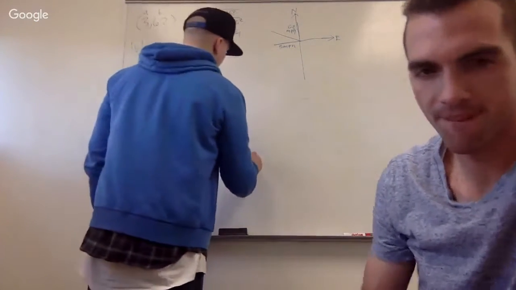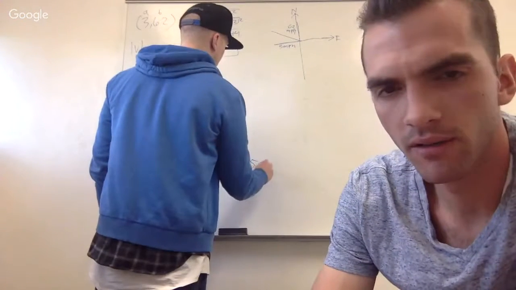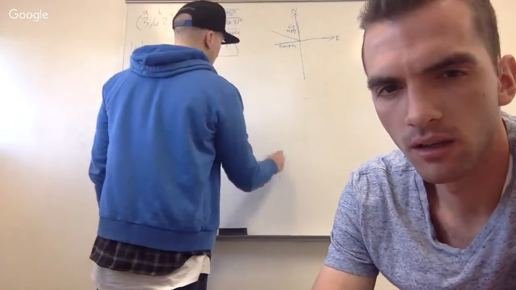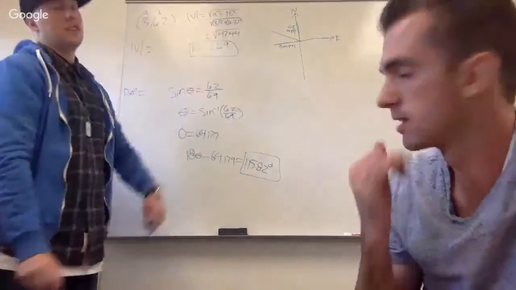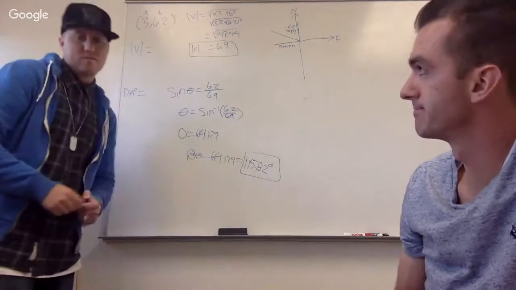So we got 115.82 degrees. Is that angle in quadrant 2? I don't have my unit circle in front of me. 115. Yeah. So then really what we're doing here is we're getting the measurement. Yeah, 115 is in quadrant 2.